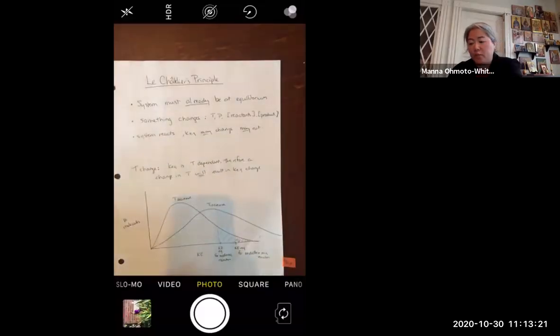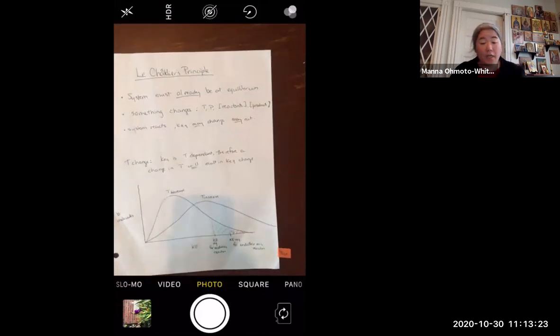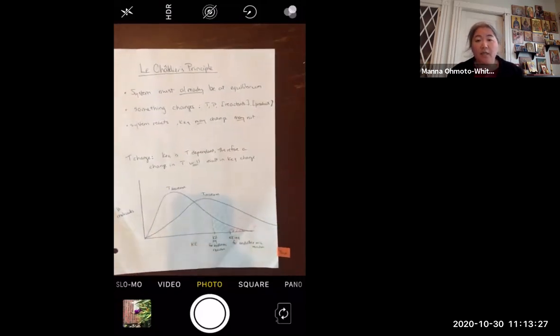Le Chatelier's principle takes a system that is already at equilibrium and examines how that system reacts to any changes that are put upon it. This concept is what we used in biology. Instead of saying Le Chatelier's principle, we use the term homeostasis, but it's the same idea.